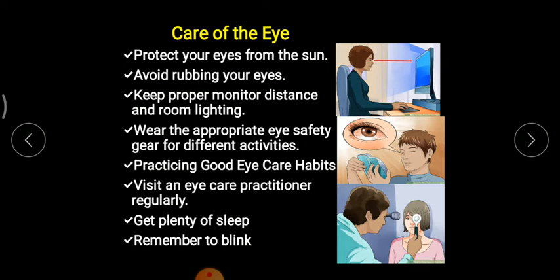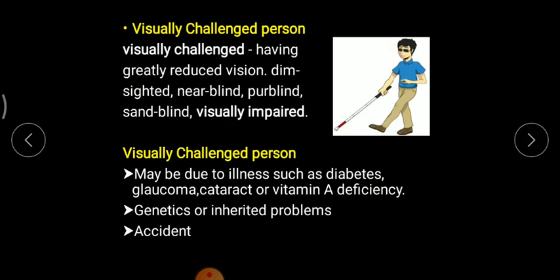Whatever activities you are doing, you should not concentrate too hard and stare at the light. Always remember to blink. Now, visually challenged persons. This is a visually challenged person. So what exactly do we mean by a visually challenged person? Visually challenged persons are those who cannot see the environment or society properly. Either they can see partially or they cannot see at all the society or environment in which they are living. So those are known as visually challenged persons.